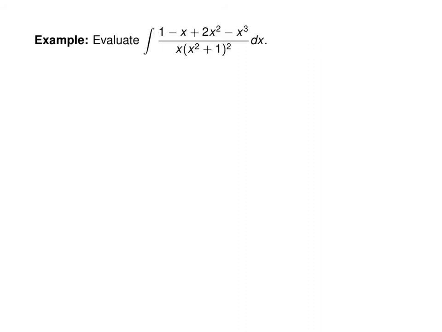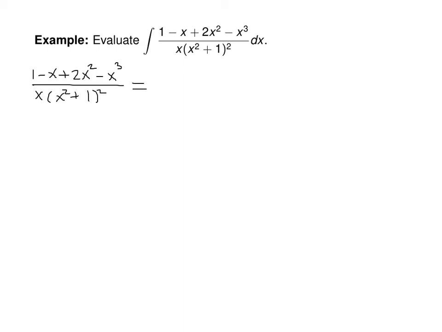Now, the last case we're going to consider is when the denominator contains a repeated irreducible quadratic factor. So I have the denominator is x times the quantity x squared plus 1 squared. So this is by far the most tedious one we're going to do. So you thought it couldn't get any worse. You're wrong. 1 minus x plus 2x squared minus x cubed over x times x squared plus 1 squared.